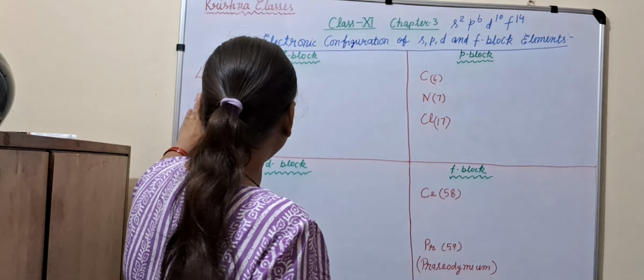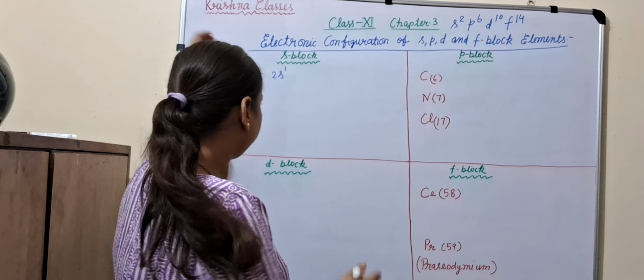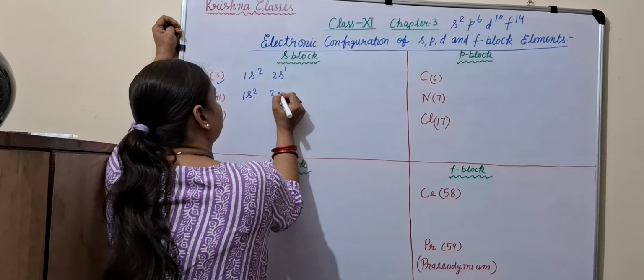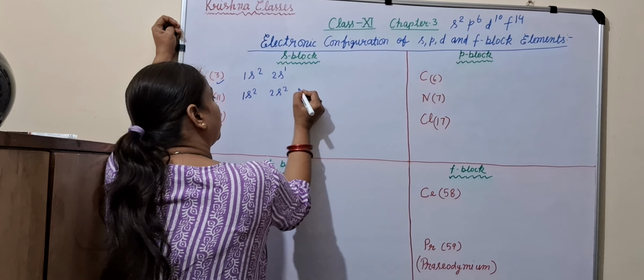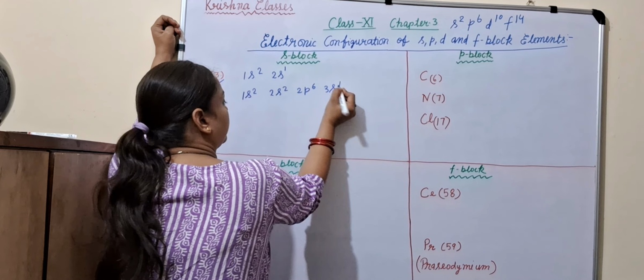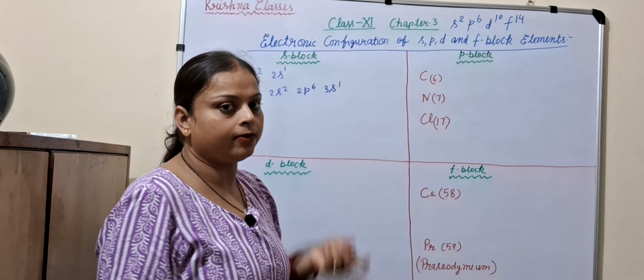Now come to the next one, sodium. Atomic number of sodium is 11. So let's start. 1s2, 2s2, 2p6, 3s1. Let's check the electrons: 2, 2, 4, 6, 10, 1, 11.